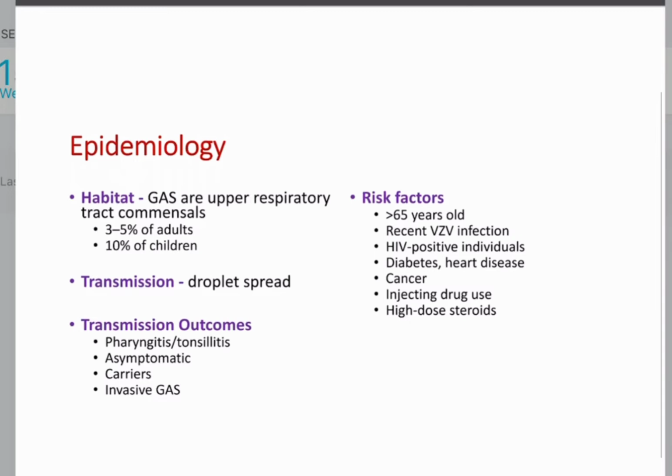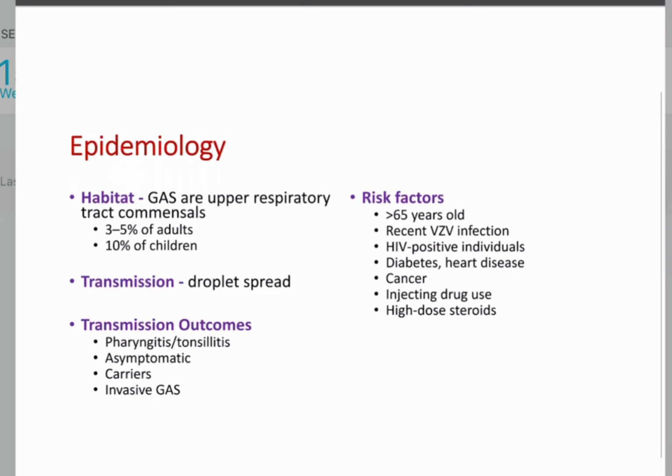Transmission is through droplet spread, that is, through the respiratory droplets. Once the transmission happens, the other susceptible host, if they acquire this particular bacteria through droplet infection, may remain asymptomatic. They may have a pharyngitis which can extend to tonsillitis and so on. And after acquiring it, they may continue to carry it, which are known as the carriers. And last is the invasive group A streptococcus. Yes, we are going to discuss soon.